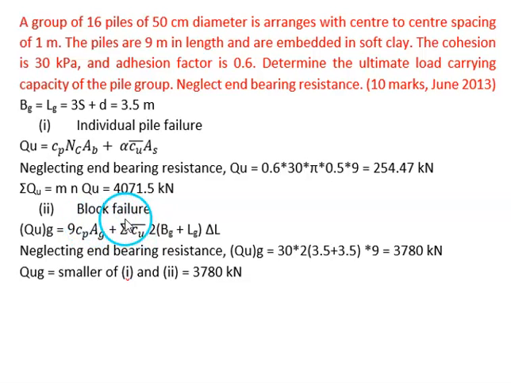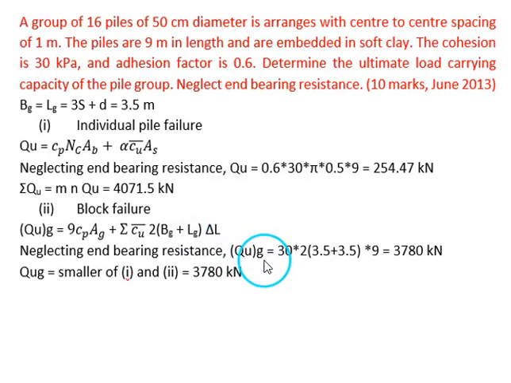Then by considering the block failure, capacity of pile group equals Cp NC into Ag plus alpha Cu bar into Asg. Here Ag is the area of the pile group and Asg is the surface area of the pile group.